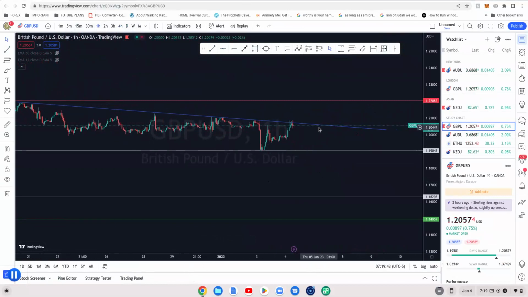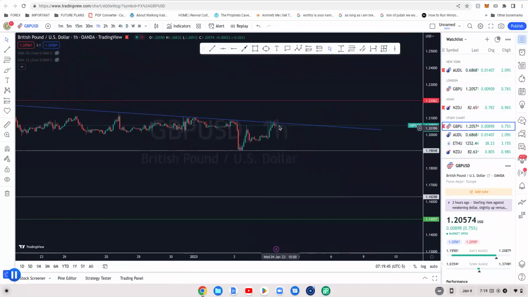But I see that it is rejecting all these wicks, meaning that they want to go higher, but they can't. So price is more likely to go down.